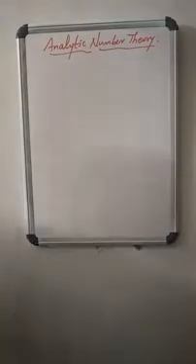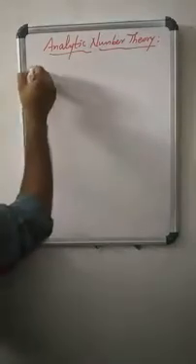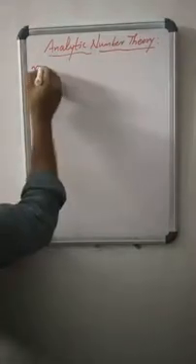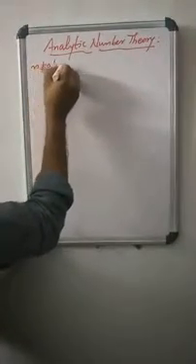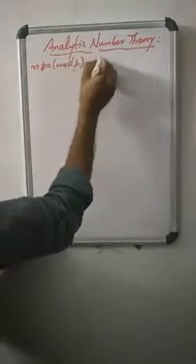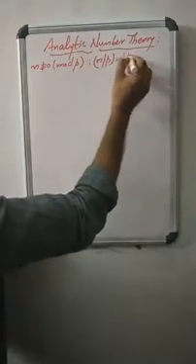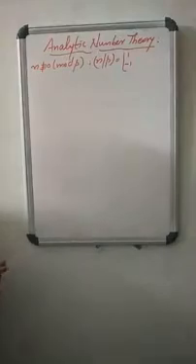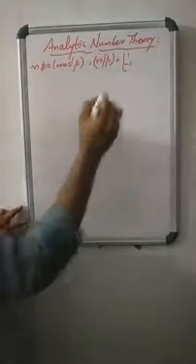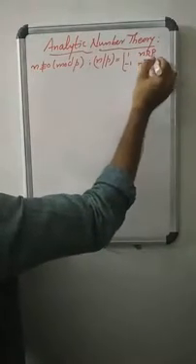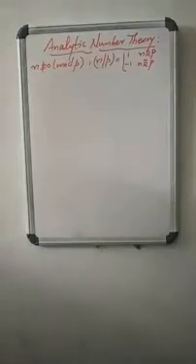In the previous class we discussed the Legendre symbol and some of its properties. So what is the Legendre symbol? If n is not congruent to 0 mod p, then the Legendre symbol (n/p) equals 1 if n is a quadratic residue mod p, and minus 1 if n is a quadratic non-residue mod p. Okay.